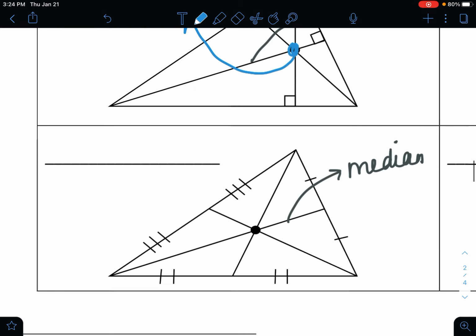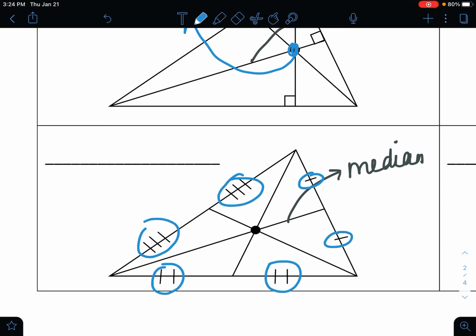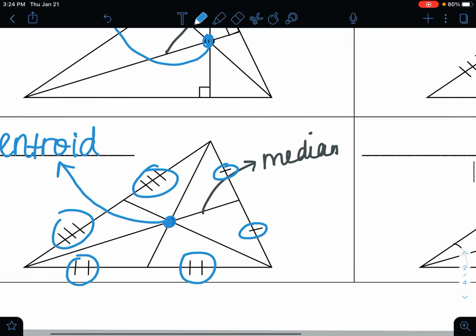Okay, now for medians. Again, I know these are medians because of these markings telling me that these lines are cutting the sides in half. So for medians, that would be the centroid. Okay, so this point right here is called the centroid.